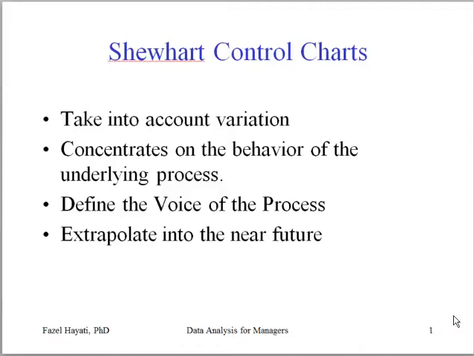In the previous lecture, we showed how limited comparisons between two single points are. Comparison of this month to last month, or this month to the same month last year, and so forth. Shewhart control charts take variation into account over time. So it takes the entire behavioral process into account. It takes into account variation. It concentrates on the behavior of the underlying process. It defines the voice of the process, and based on that we can extrapolate into the near future.